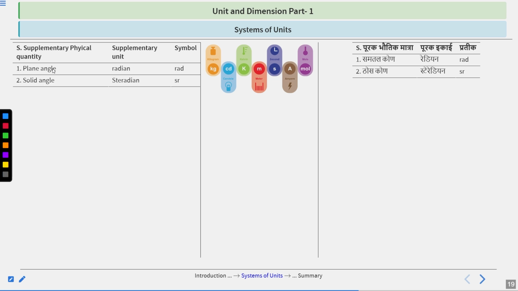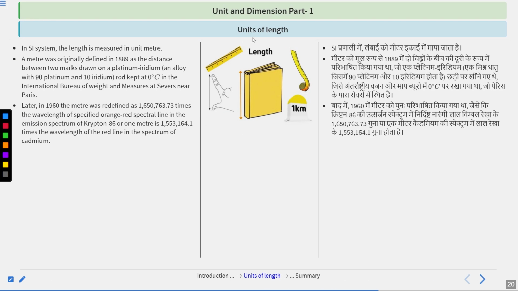Supplementary physical quantity, plane angle, supplementary unit radian, symbol rad. Solid angle, supplementary unit steradian, symbol sr. Now, the units of length, if we talk about them. In the SI system, length is measured in the unit meter.